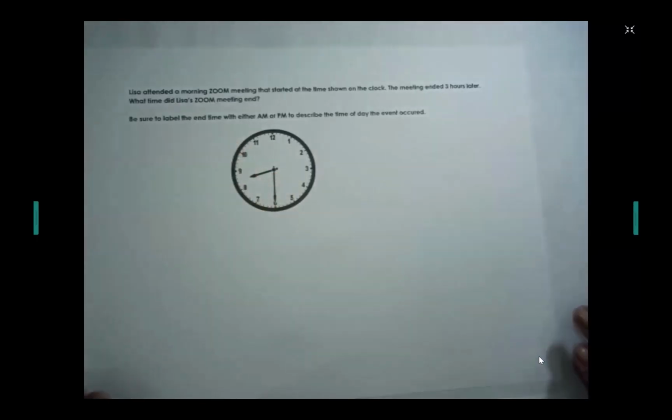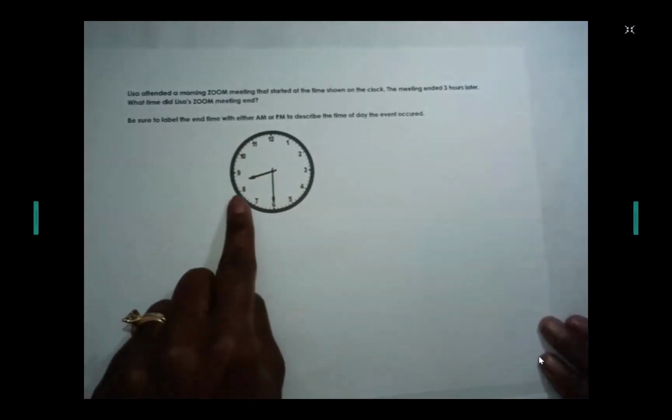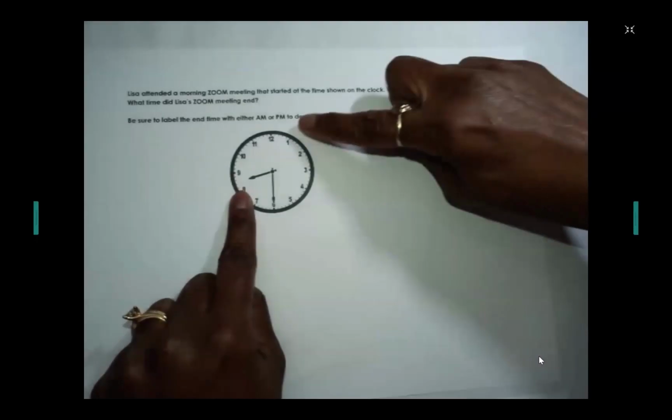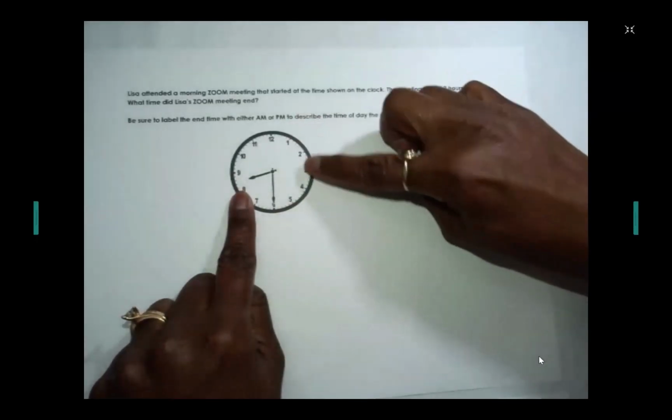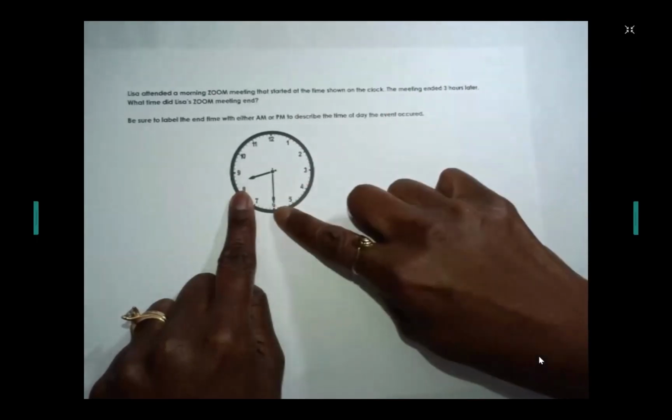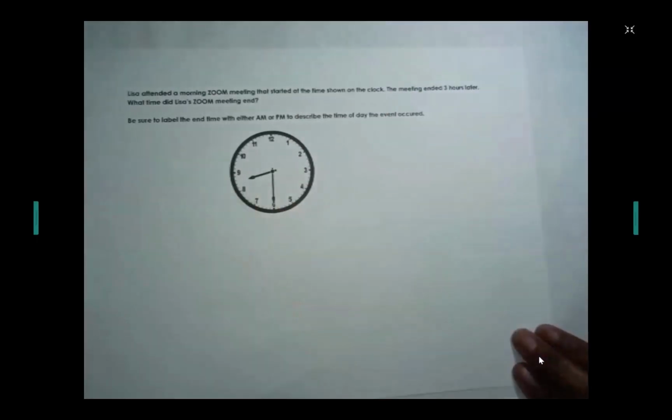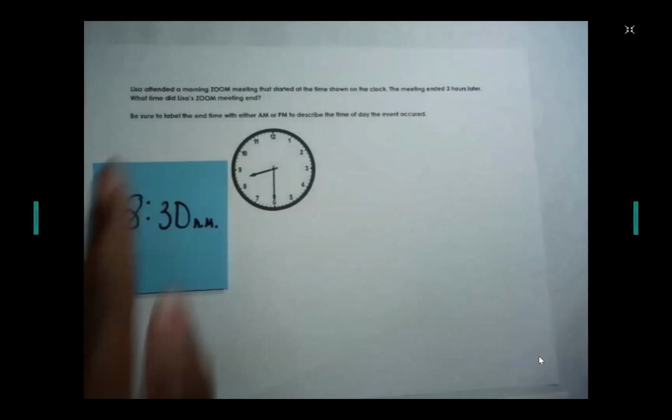So when I look at my minute hand now, I can see we're still in the 8th hour because the hour hand has not made it to the 9th hour yet. And when I count by fives to where my minute hand is located, 5, 10, 15, 20, 25, 30, I can see, in fact, that it is 8:30. And I know from Lisa's problem it says her Zoom meeting was in the morning. She's probably at work. So this more than likely is happening in the AM. So it's 8:30 AM.